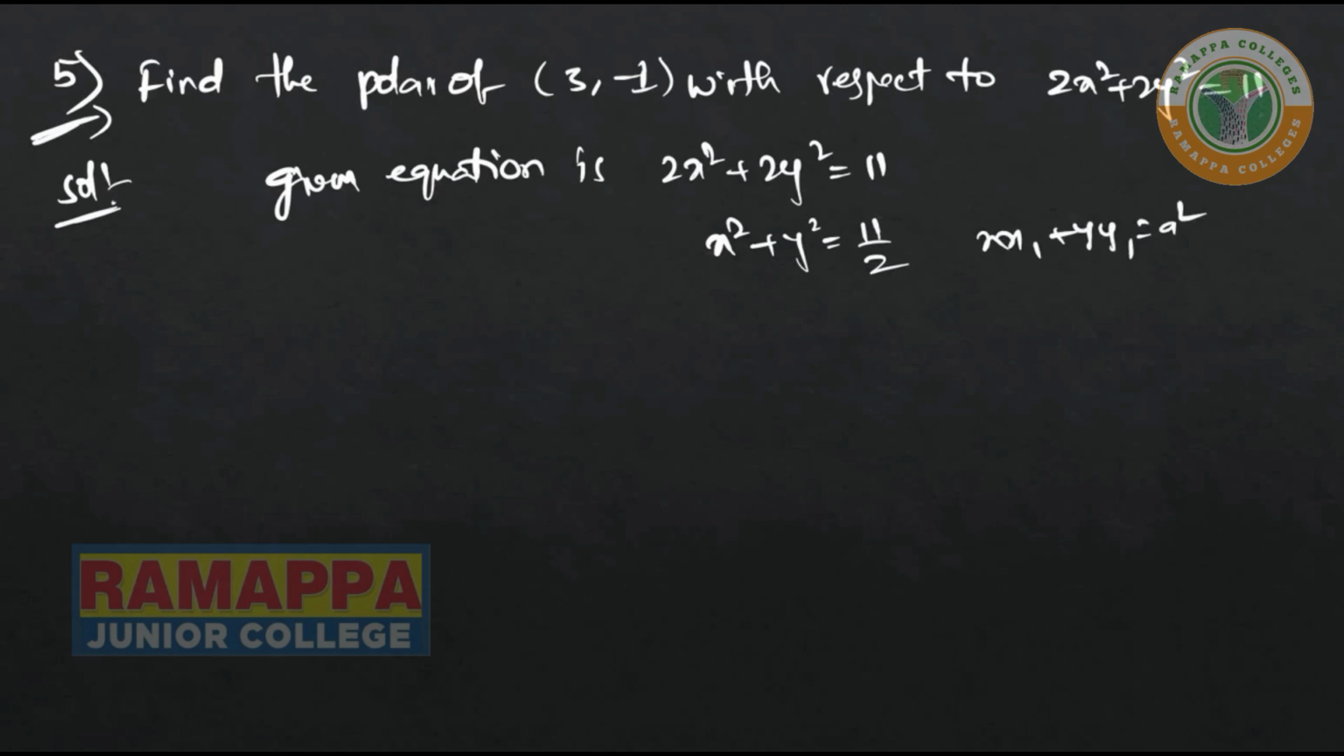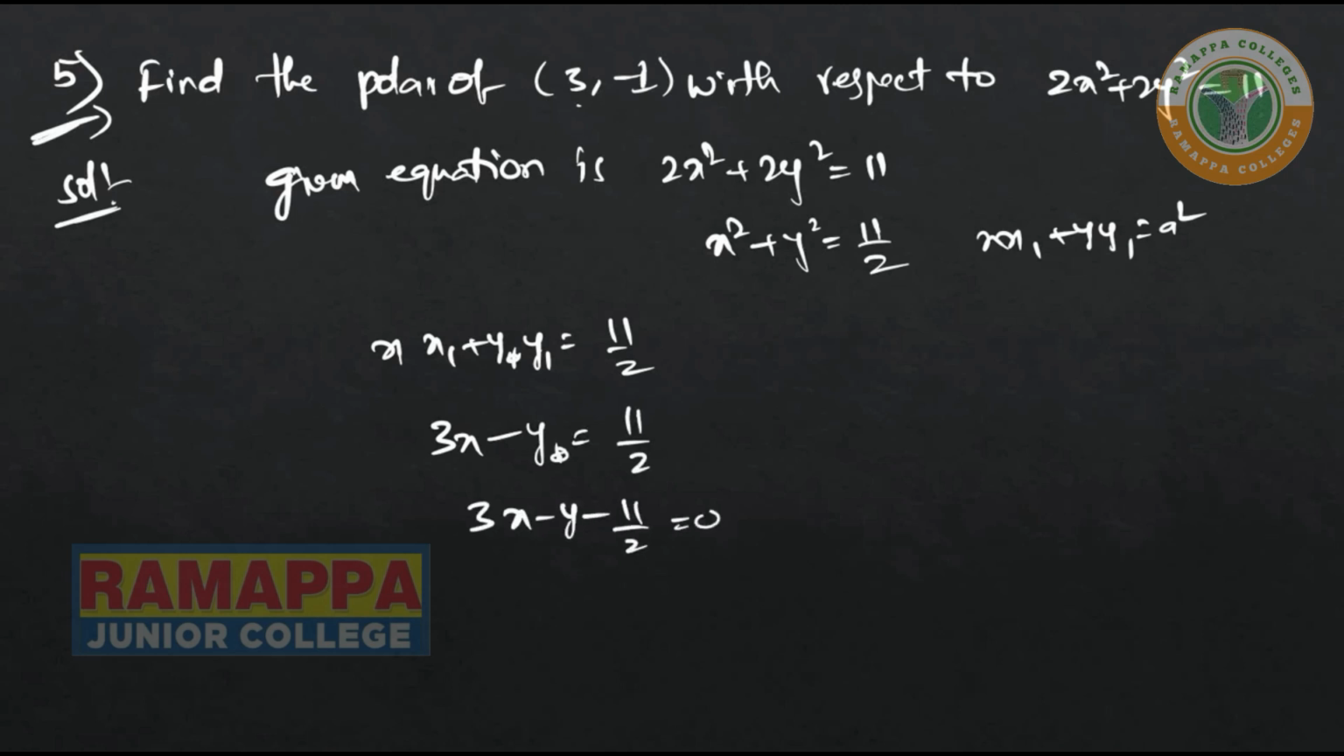So in this we have to substitute the values, x1 plus y1 is equal to 11 by 2. So in this, x1 is equal to how much? 3x, and y1 is equal to minus y, y is equal to 11 by 2 here. 3x minus y minus 11 by 2 is equal to 0 is the answer here. Okay, now move to the next question, sixth one.